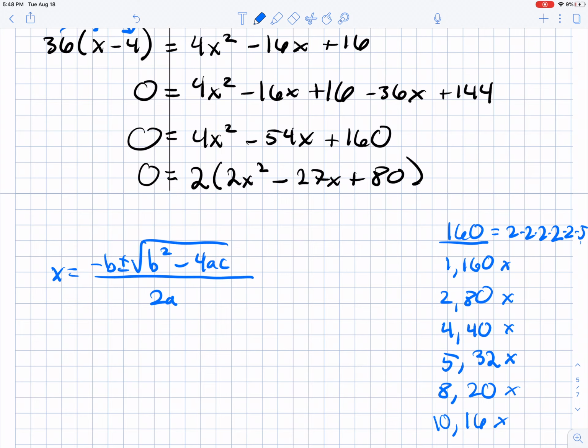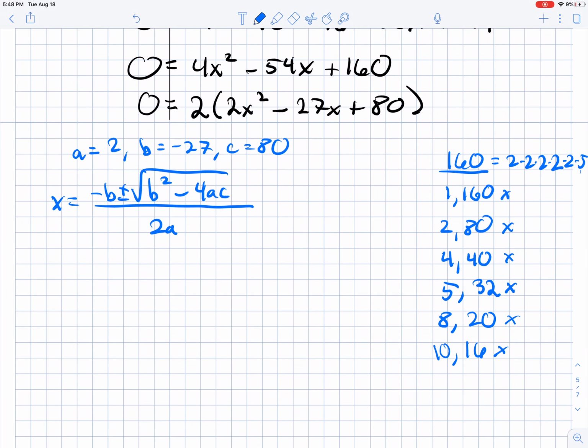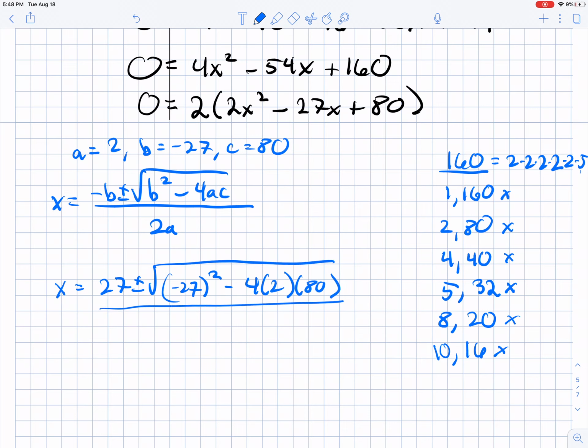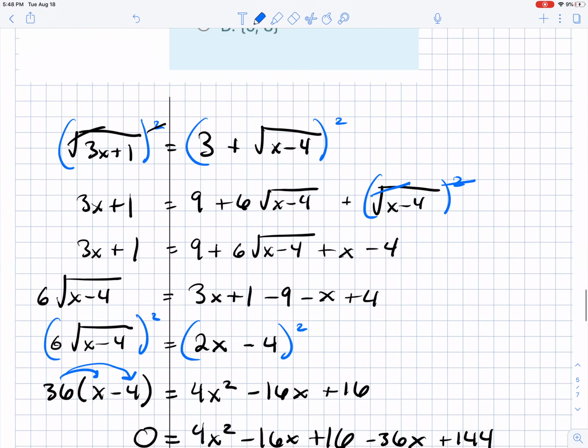So at this stage, let's identify our A, B, and C. Our A is 2, our B is negative 27, and our C is 80. I'm probably going to use my calculator because I know these numbers are large. So we get x equals positive 27 plus or minus the square root of negative 27 squared minus 4 times 2 times 80. Again, I'm just going to use my calculator. Let me look at the results and see what our options are.